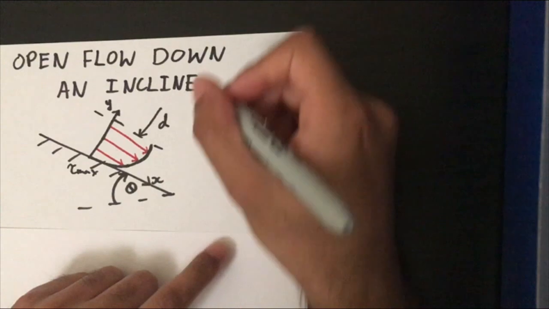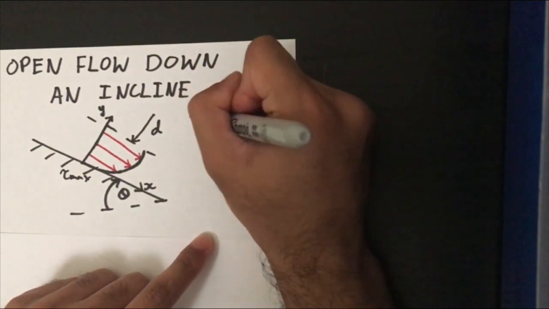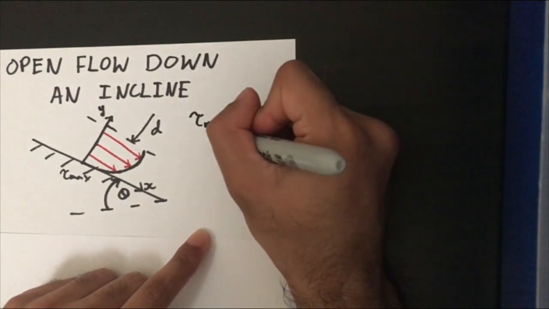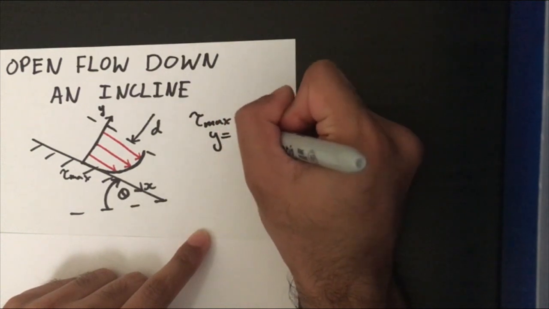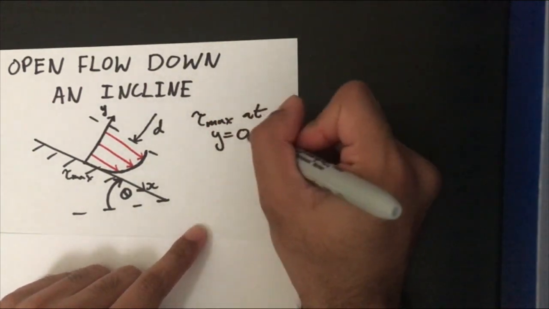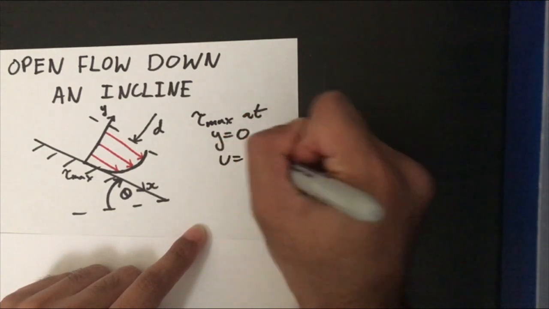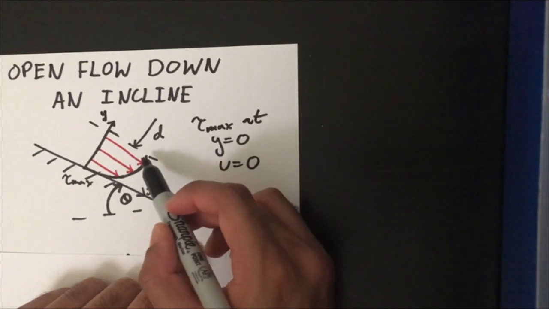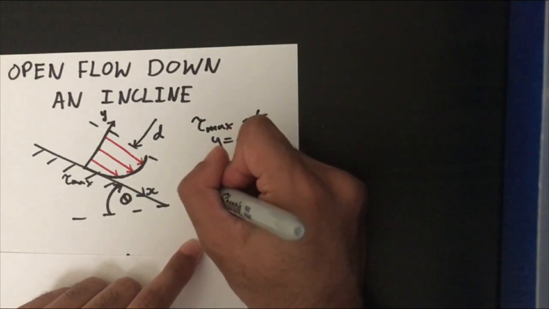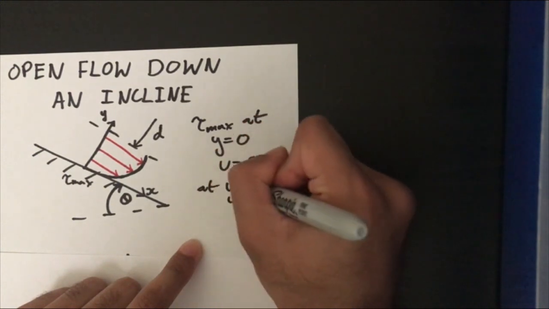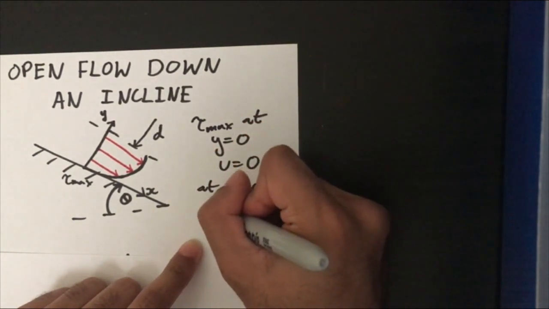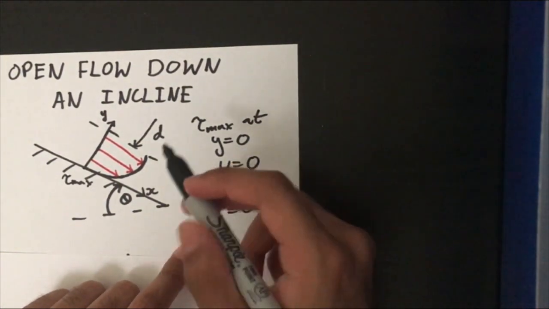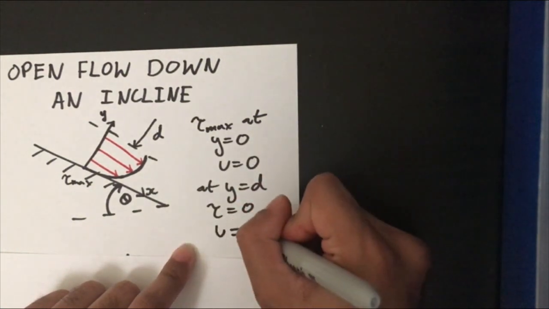So we can write those things down. So tau max at y equals 0. And we also assume that at y equals 0, u is equal to 0. u is the velocity. Tau equals 0 at y equals d. So at y equals d, tau equals 0, and our velocity u equals u maximum.